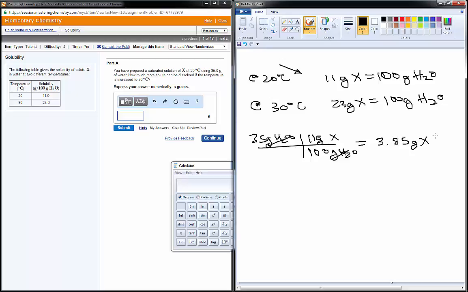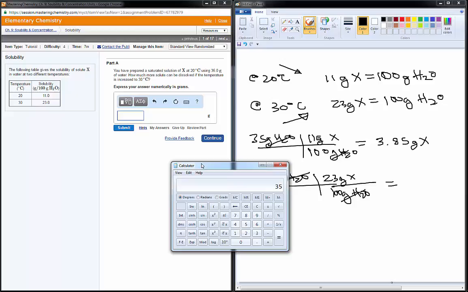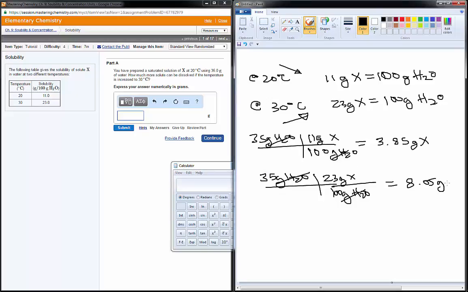in my saturated solution. So the question they're asking then is how much more solute can be dissolved if the temperature is increased to 30 degrees Celsius? Well, under these conditions, we can see that 35 grams of water could dissolve up to 23 grams of X in every 100 grams of water. And that comes out to 8.05 grams of X. This is how much can be dissolved in my 30 degrees Celsius water.